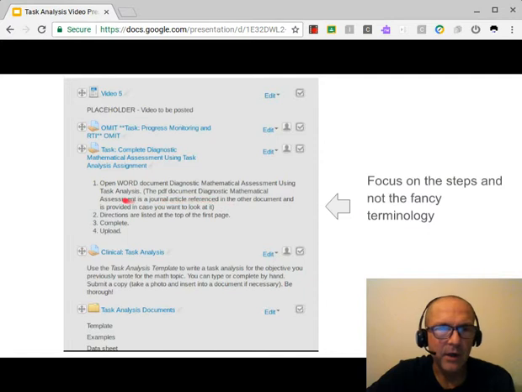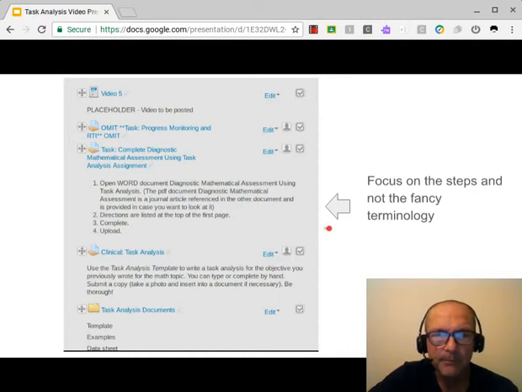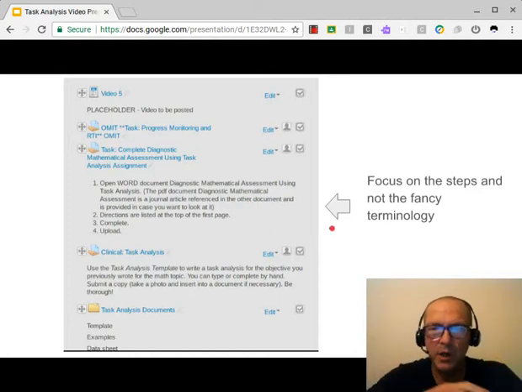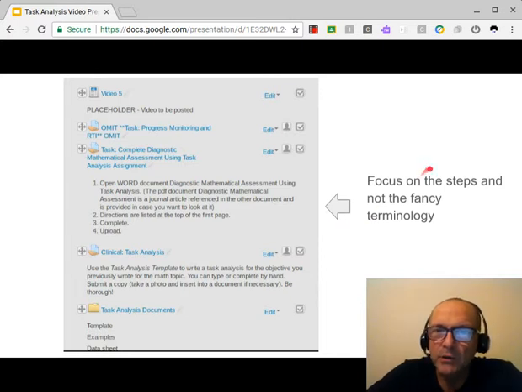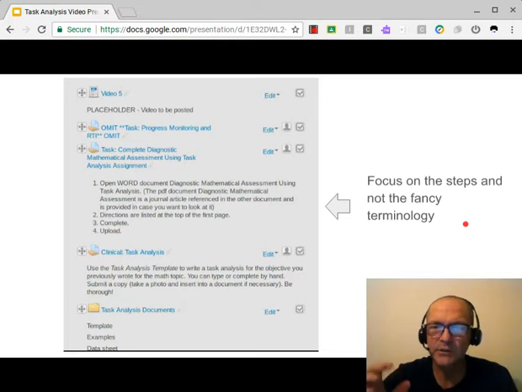So again, I have on here, omit the progress monitoring, and then here's the reading part of it. The article that I give you gets into some heavier terminology and ideas. What I'd like you to do is just focus on the steps. Don't worry about learning the terminology and digging too deep in this. I really want you to just get the general idea of what we mean and how this kind of undergirds the task analysis that we'll be working on.